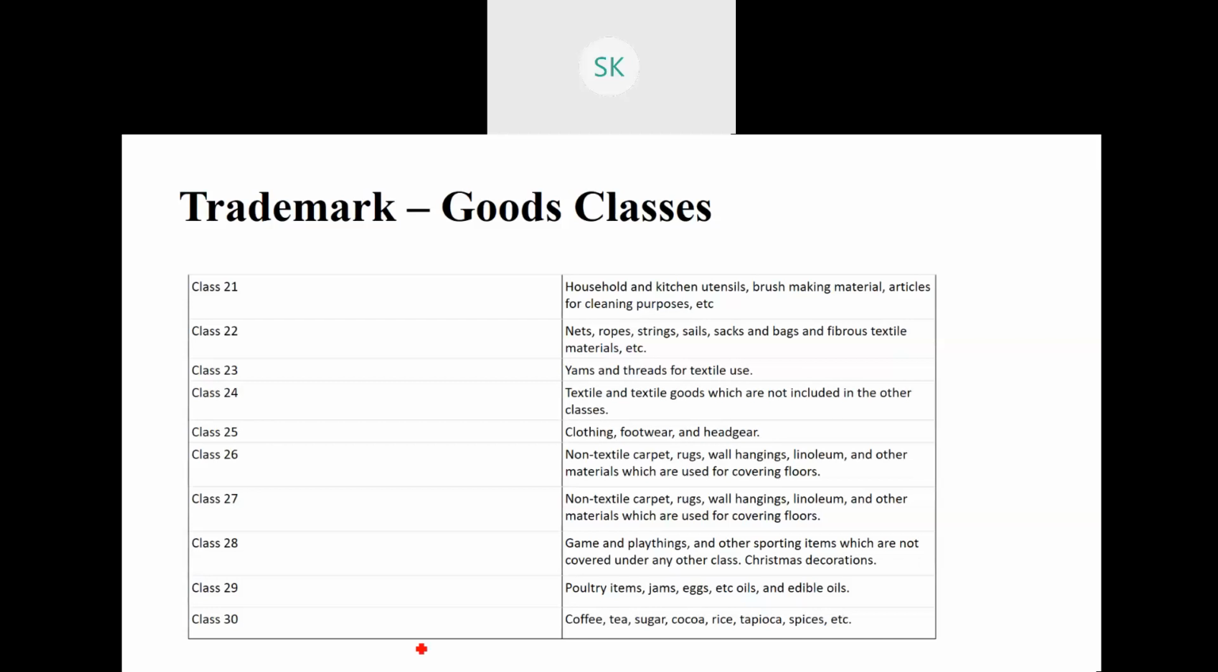Then class 29 comes under poultry items, jams, eggs, oil, edible oil. Class 29 belongs to the items which are reared on a large scale. That may be edible oil or farming products, or poultry or any similar kind of product. Then class 30, which belongs to coffee, tea, sugar, or the things we drink, or the things we eat, maybe spices or maybe rice, the things we consume traditionally, not the packet ones.